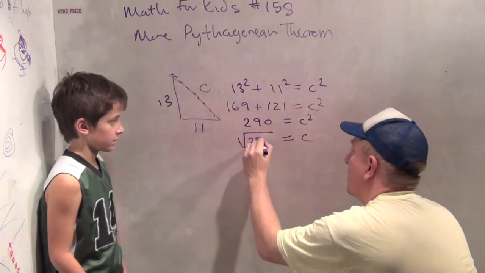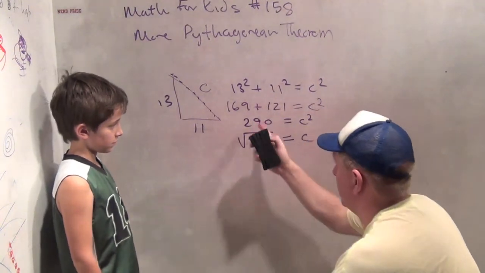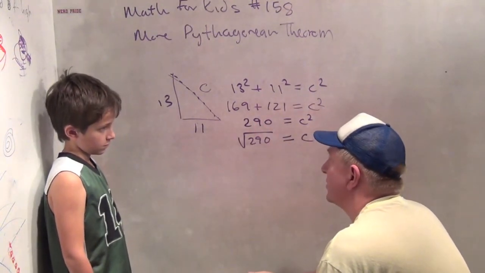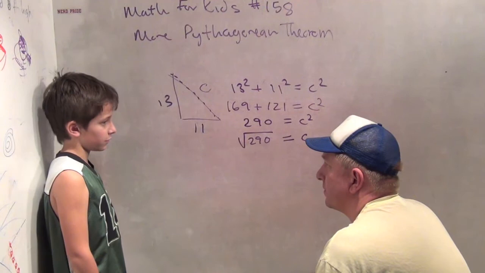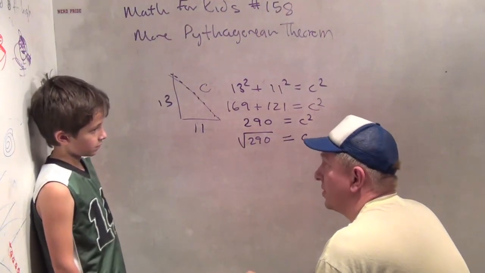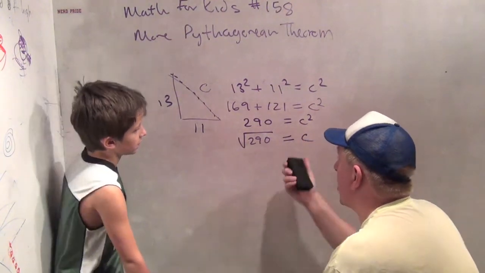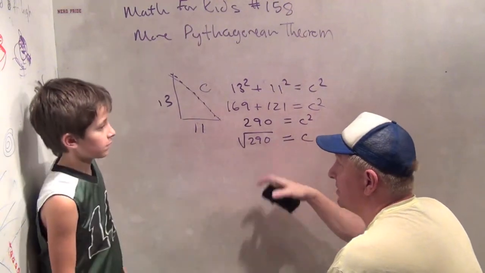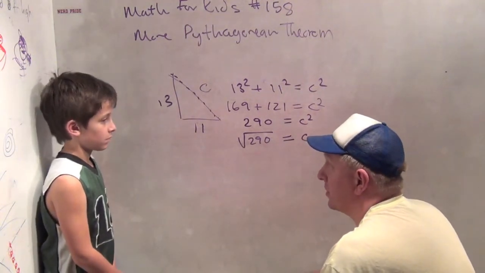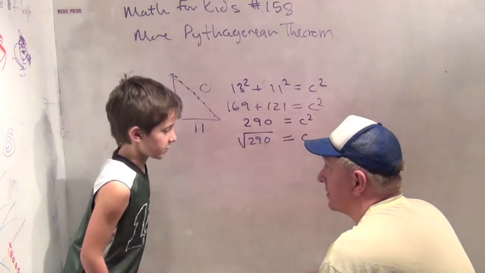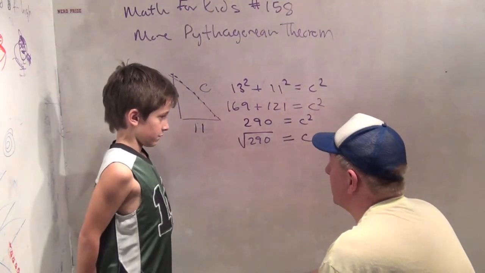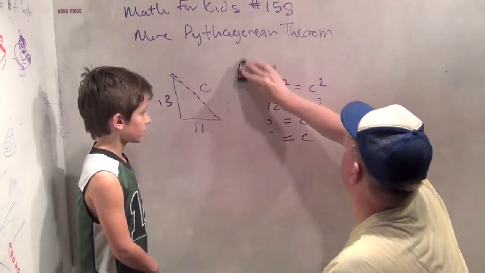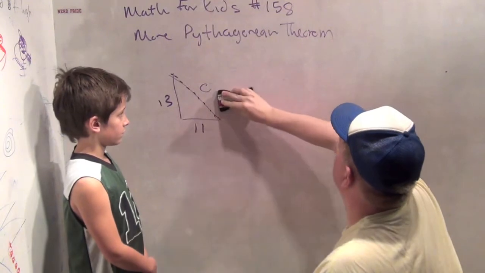Square root of 290. I don't know how well you know your square roots. There's a perfect square that's really close to 290. Do you know what it is? No. It's 17 squared, which is 289. So this is really close to 17, but it's not 17. It's the square root of 290. Yeah, it's almost 17. But now let me give you a tricky one.